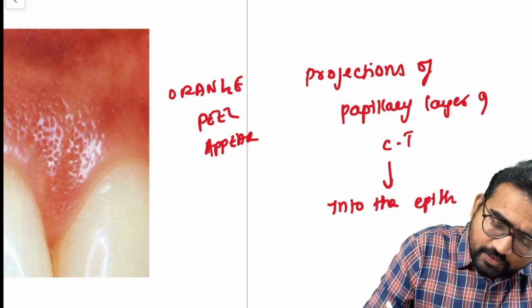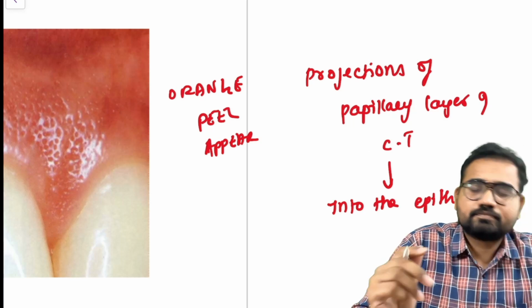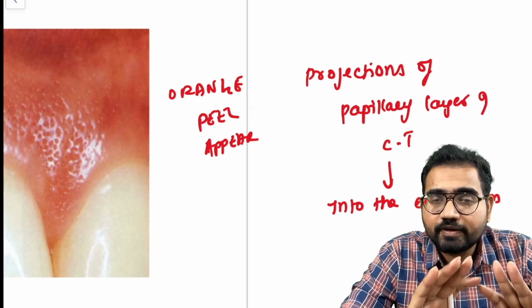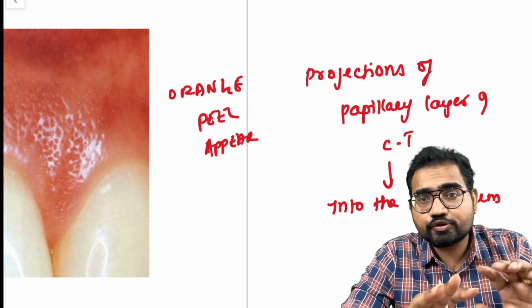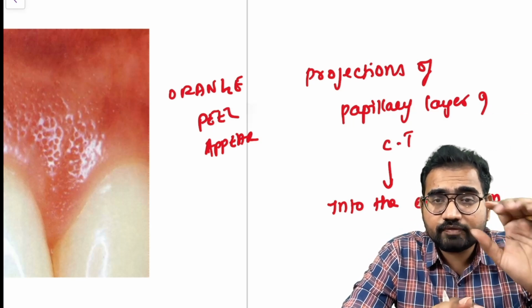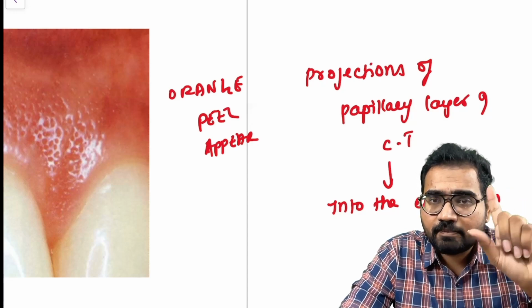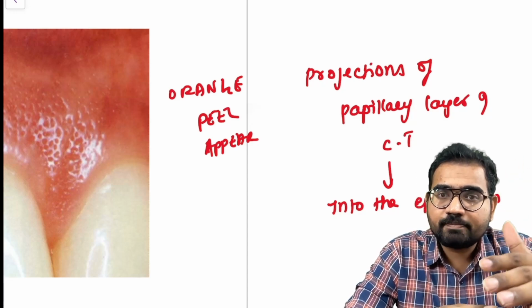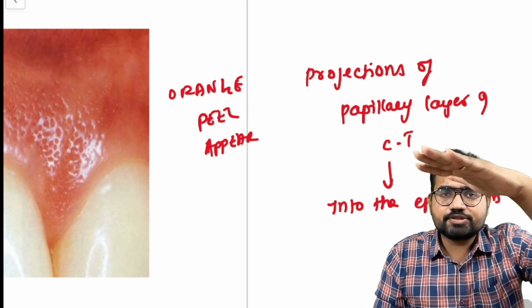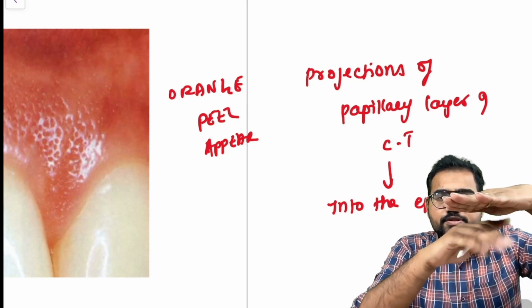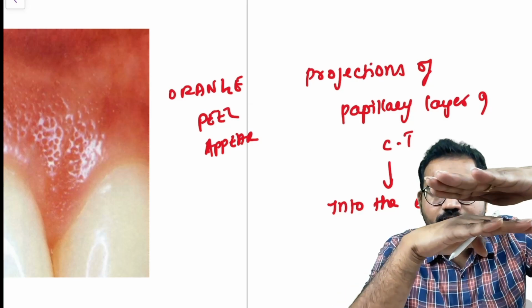Into the epithelium. So, whenever there's going to be projections of the papillary layer of the connective tissue. Connective tissue has two layers, papillary and reticular layer. So the papillary layer is the one, say for example, this is your epithelium, okay? So this is your connective tissue. The connective tissue will have two layers.